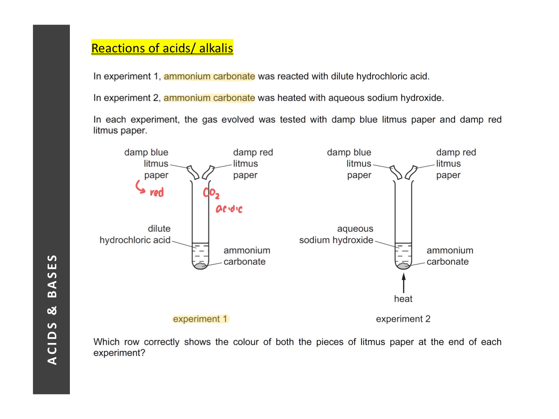Next, we look at experiment 2. In experiment 2, we are looking at ammonium carbonate reacting with sodium hydroxide. So we are looking at the reaction of an alkali with an ammonium salt, which will lead to the release of ammonia gas, and we have learned that ammonia gas is basic or alkaline. So it's going to turn your damp red litmus paper blue, while your blue litmus paper will remain blue.